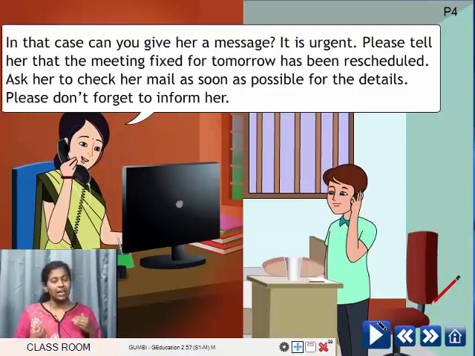So when she gets to know that Siddharth's mother is not at home, she says that I have an important message that the meeting has been rescheduled, and to know the further details, she can check her mail. And this is very important information, so please do pass it to her. This is what Mrs. Sushila from office is saying.